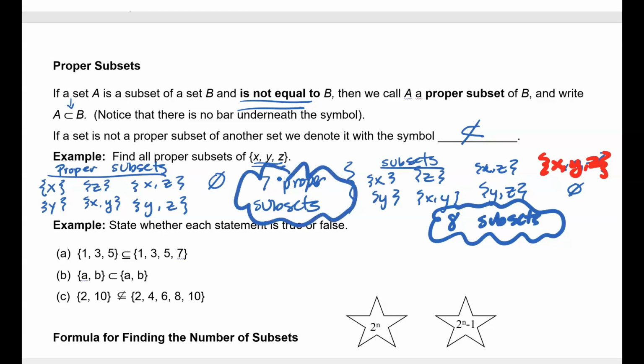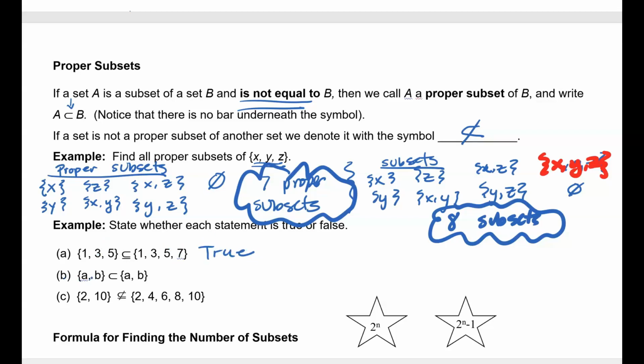Okay, so let's do a couple of examples below. And this would be a great place to pause the video and try it yourself. So state whether each statement is true or false. The set 1, 3, 5 is a subset of 1, 3, 5, 7. The definition of subset means all of these items are inside of this set, and that's true.